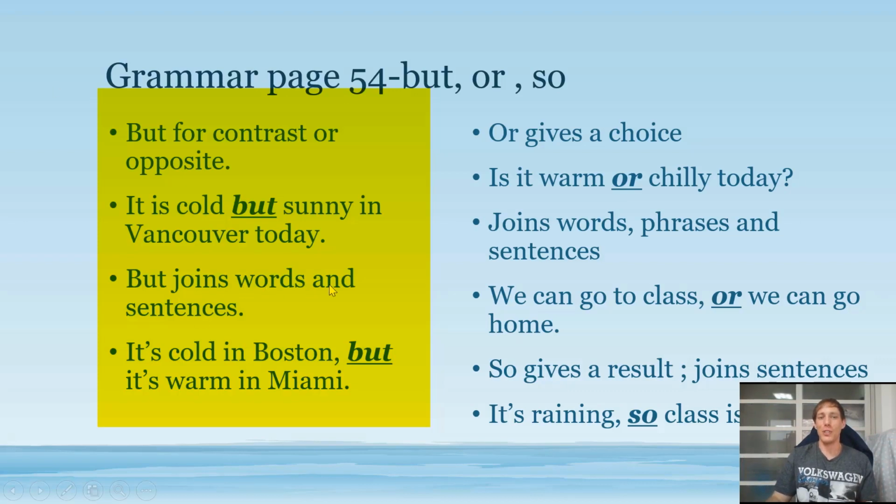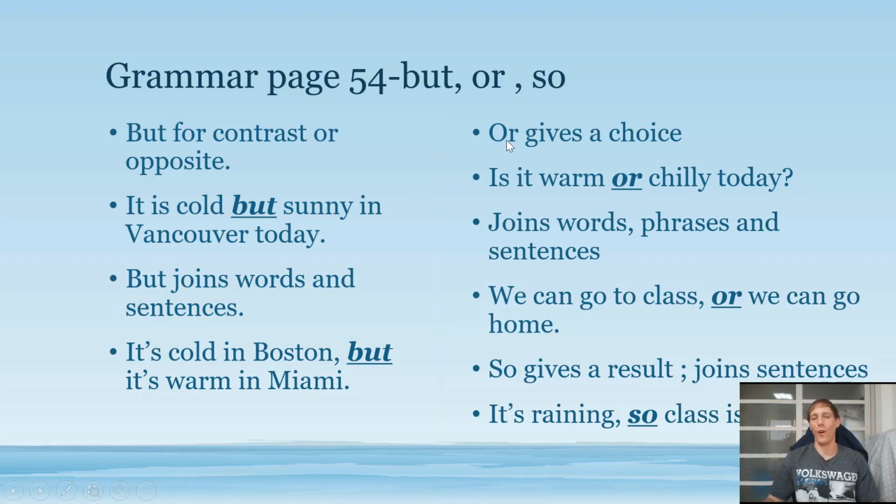Remember, but joins words and sentences like this. It's cold in Boston, comma, but it's warm in Miami. So this means this sentence here is only for Boston. This one is talking about the opposite in Miami. They are very far away. So that's why we have a comma to join two different sentences together. So you can see there, it's cold in Boston, opposite time, but it's warm in Miami.